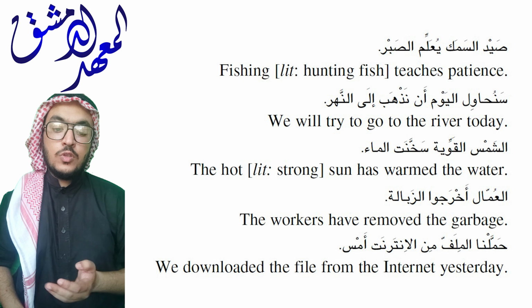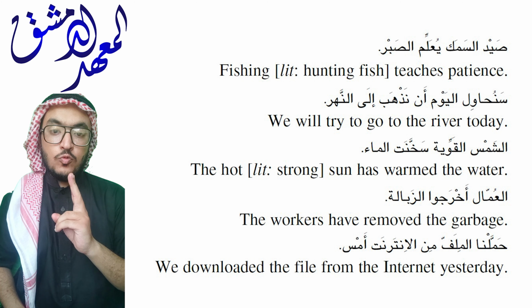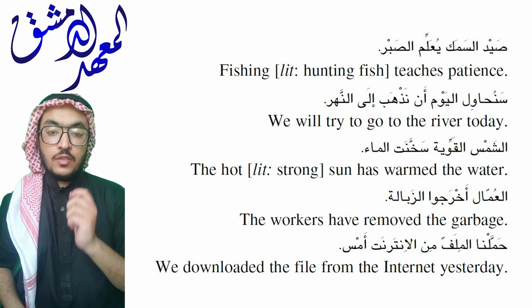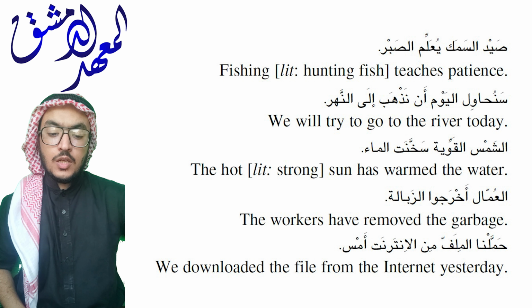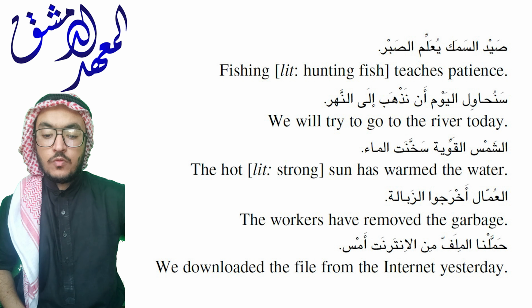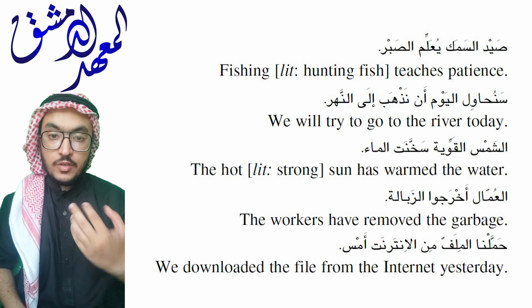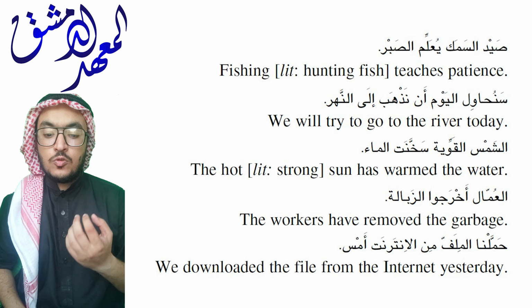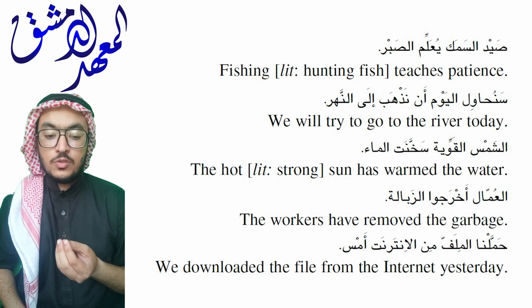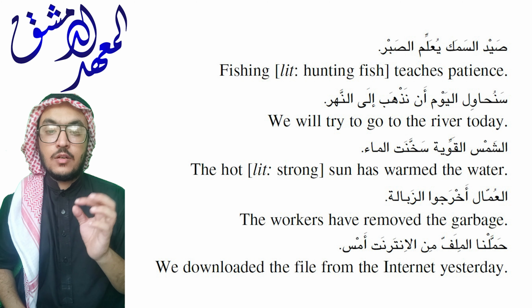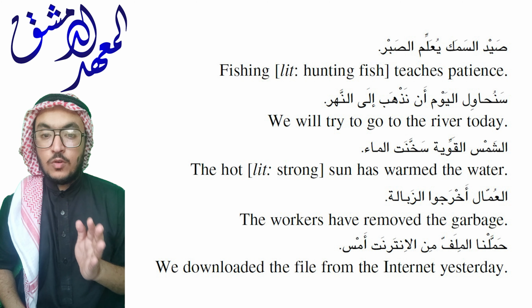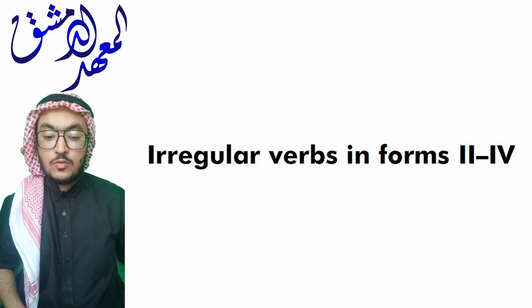So now we'll do the irregular verbs in forms 2 and 4. Verbs that are irregular in the basic form often also show irregularities in the derived forms. You should still try to apply the basic rules for the different types of irregular verbs. For example, there are weak verbs, there are double verbs, there are verbs with hamza as the root letter.